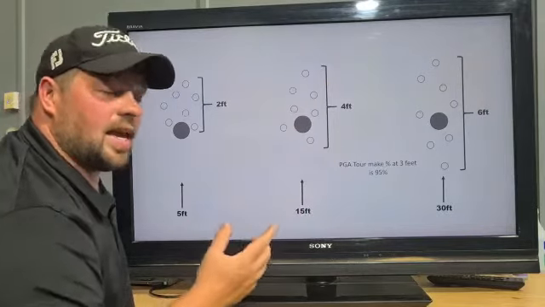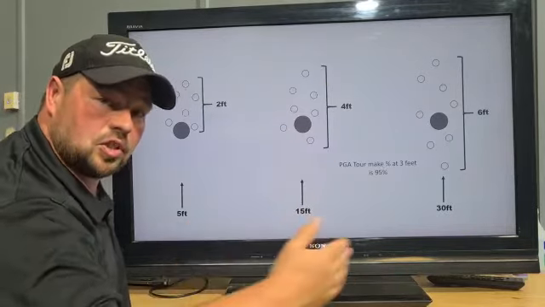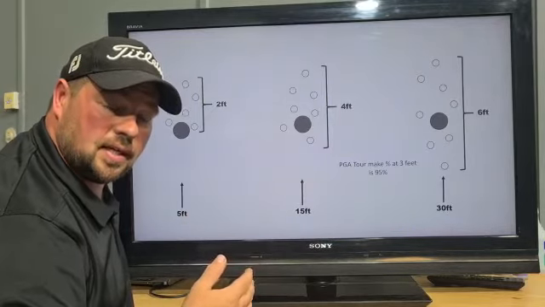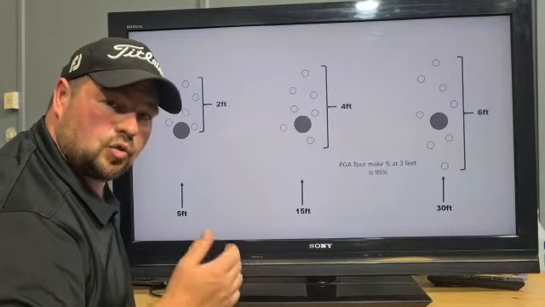So we can understand here how dispersion in putting, and understanding your distance dispersion in putting, is ever so important as well to try and lower your scores.